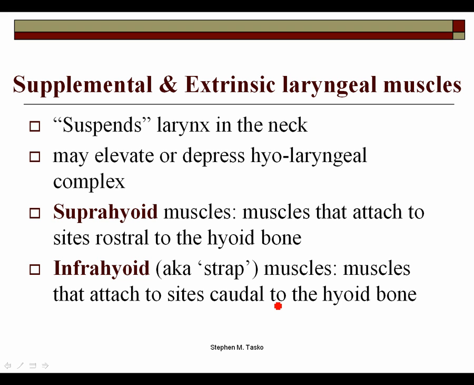Now, as I mentioned before, we have what's referred to as the supplemental and extrinsic laryngeal muscles. These muscles' primary job is to position the larynx in the neck itself rather than positioning structures within the larynx. So you may elevate or depress the entire hyolaryngeal complex with differential action of these muscles. Functionally, they often divide these into the suprahyoid muscles, those that attach to sites above the hyoid bone, and then the infrahyoid muscles, often referred to as the strap muscles of the neck, where the site is below the hyoid bone or inferior to it.